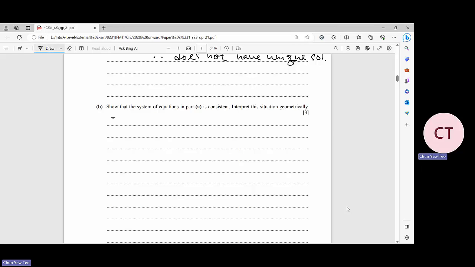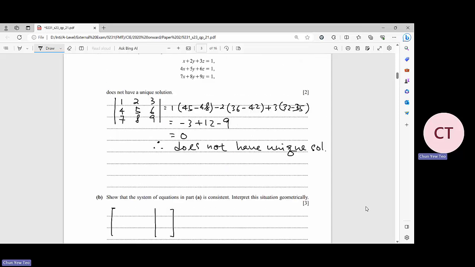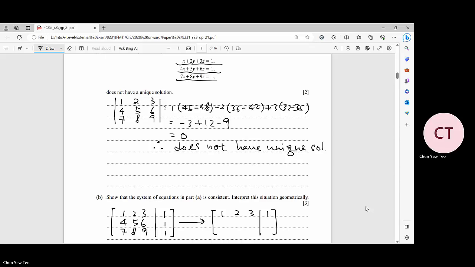So what we can do here is try to find the solution, to find out how to get the infinite solutions. So change into an augmented matrix from here: 1, 2, 3, 4, 5, 6, 7, 8, 9, with 1, 1, 1 on the right. Then we just do the row operations. The first row I remain. The second row I take R2 minus 4R1.